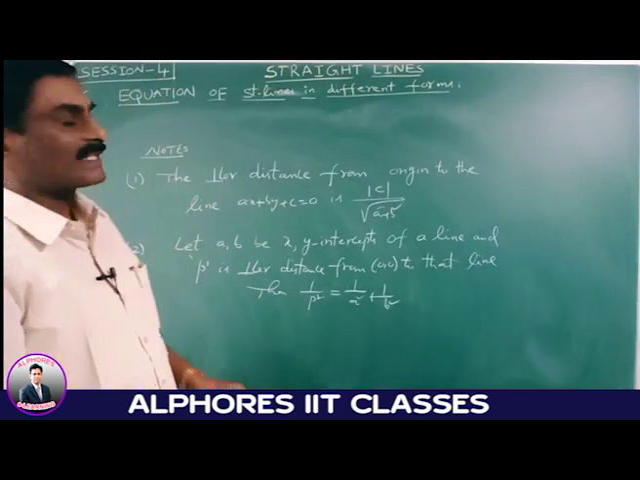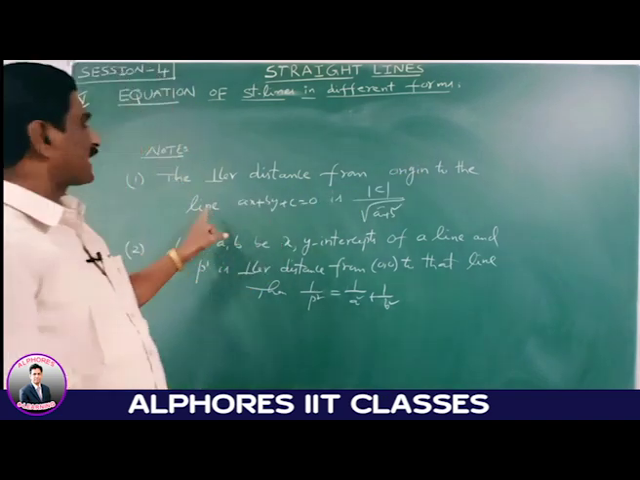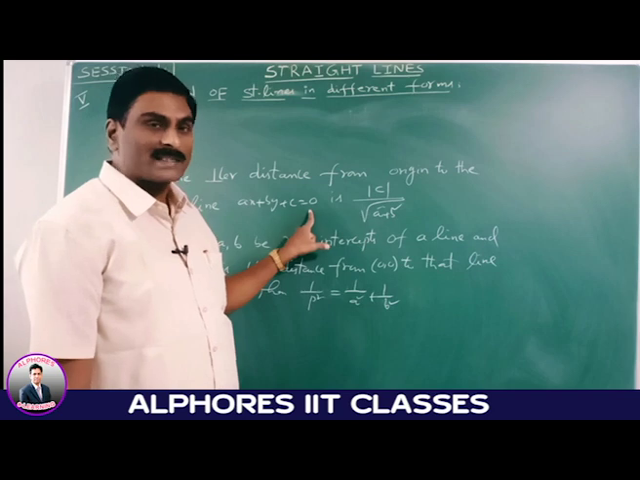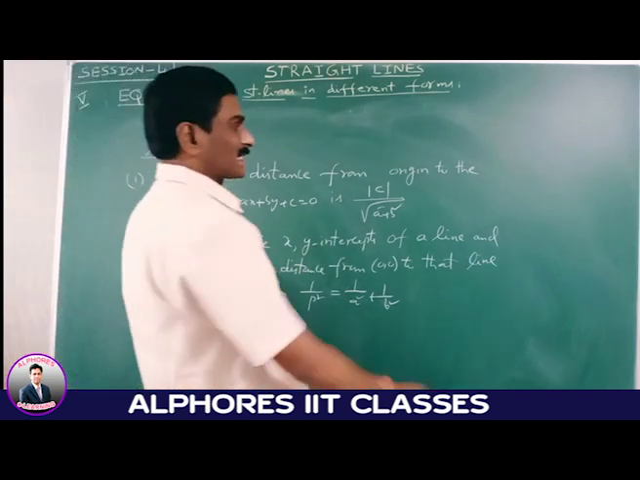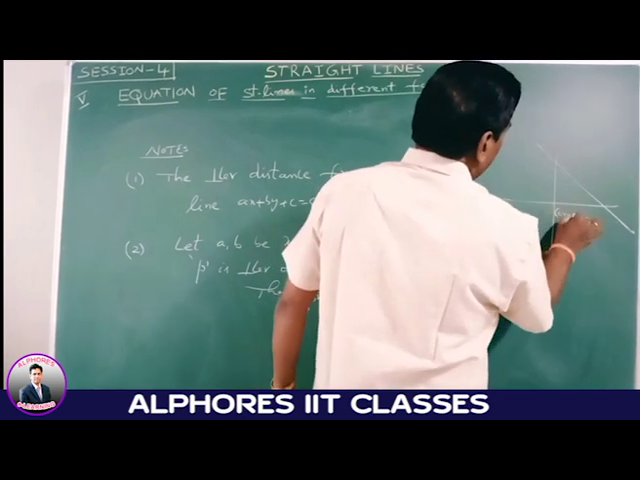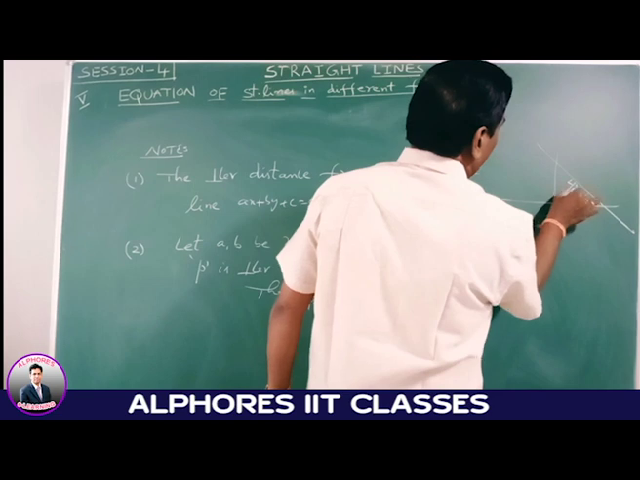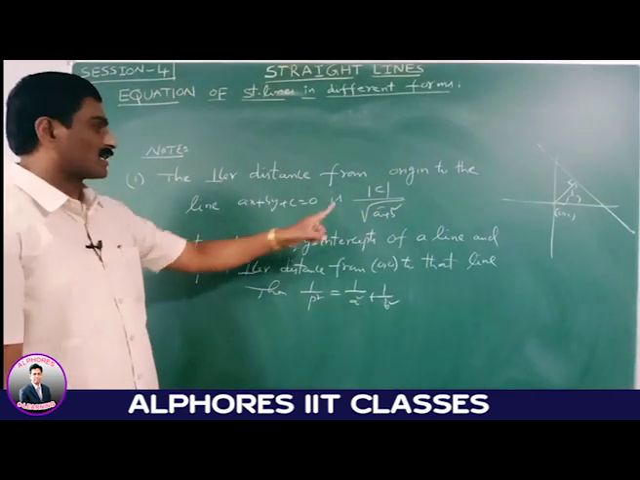Please note this value, note point. The perpendicular distance from origin to the line ax plus by plus c is equal to 0 is mod c by root over a square plus b square. The perpendicular distance, that means it is the line. The perpendicular distance from origin to this line is nothing but mod c by root over a square plus b square. Please note this value.